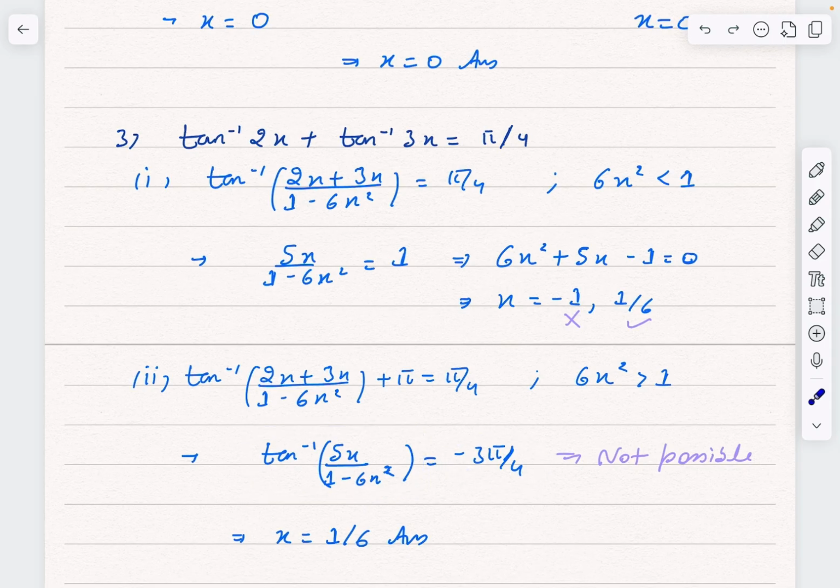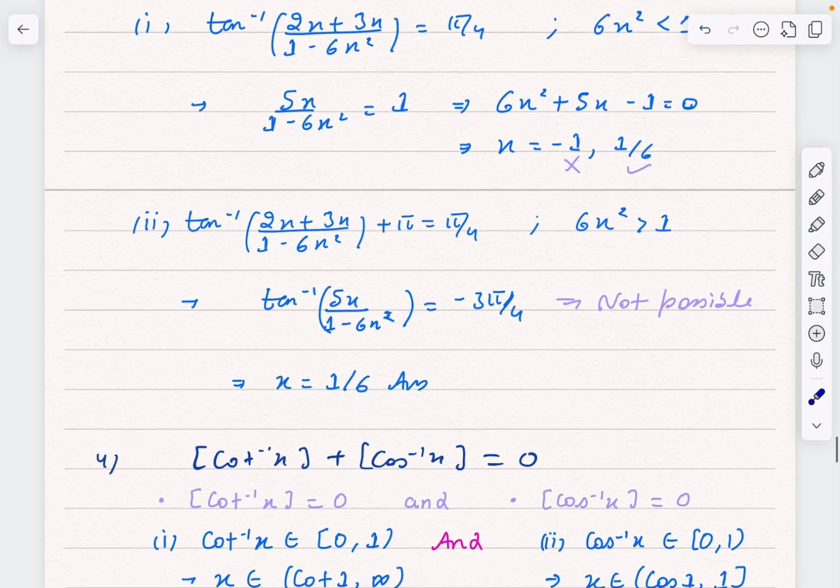And then you get tan inverse of 5x over (1 minus 6x square) equal to minus 3 pi by 4. And you know, tan inverse range is minus pi by 2 to plus pi by 2. So equal to minus 3 pi by 4 is not possible. So the second case does not give us any solution. So the only solution will be x equal to 1 by 6. I hope it is clear, guys.